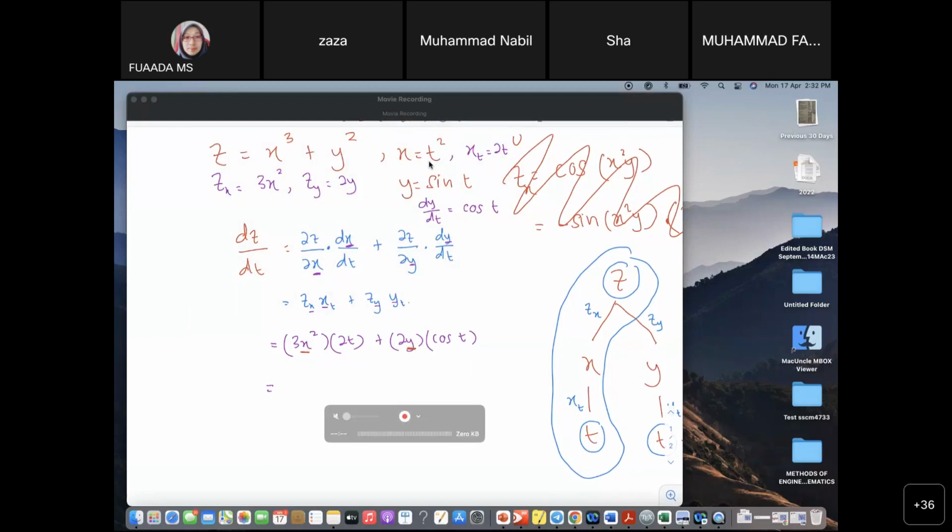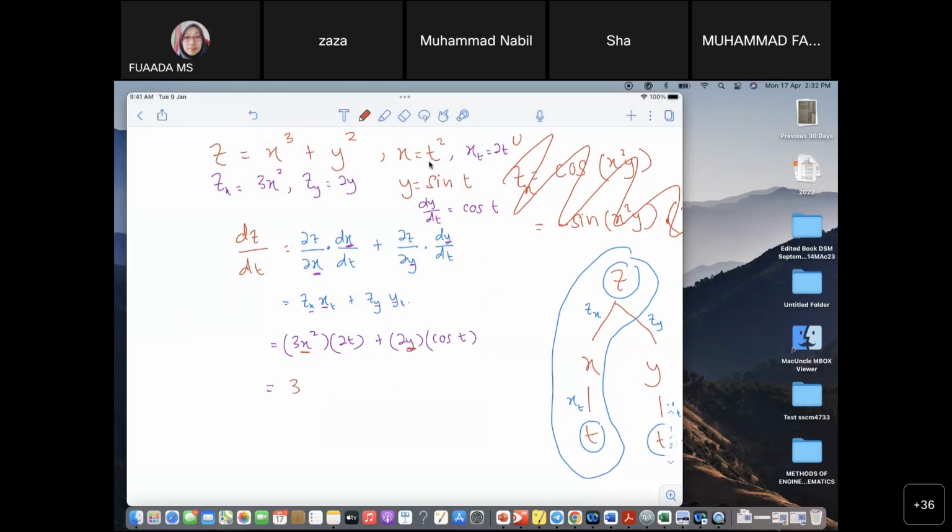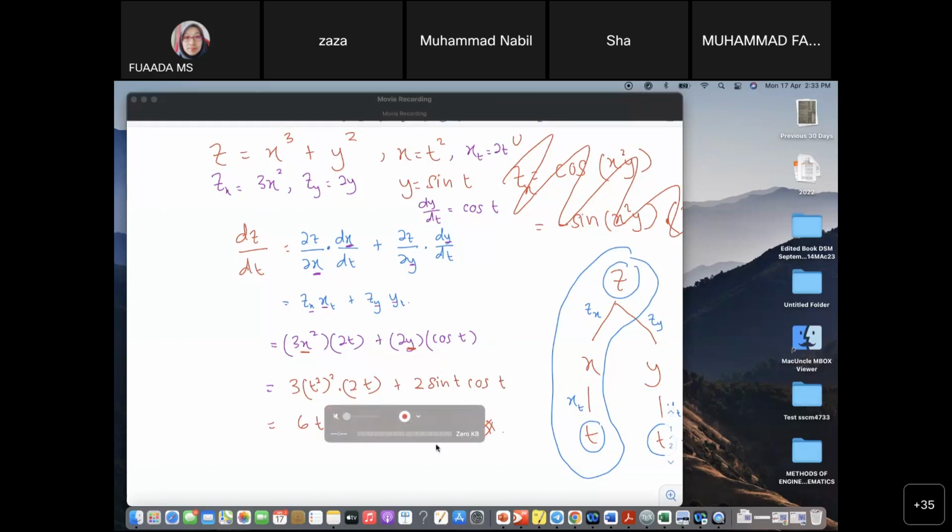Okay, for that you have 3 times x squared, so x is t squared, times 2t plus 2y, y is sin t, times cos t. So you just simplify, you got 6t^5 plus 2 sin t cos t. Ini kalau soalan yang disebut lah, leave your answer in terms of only t.